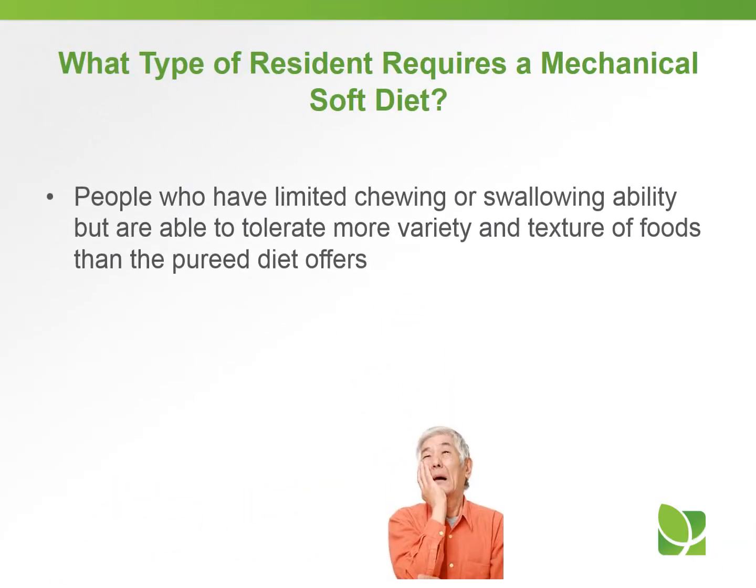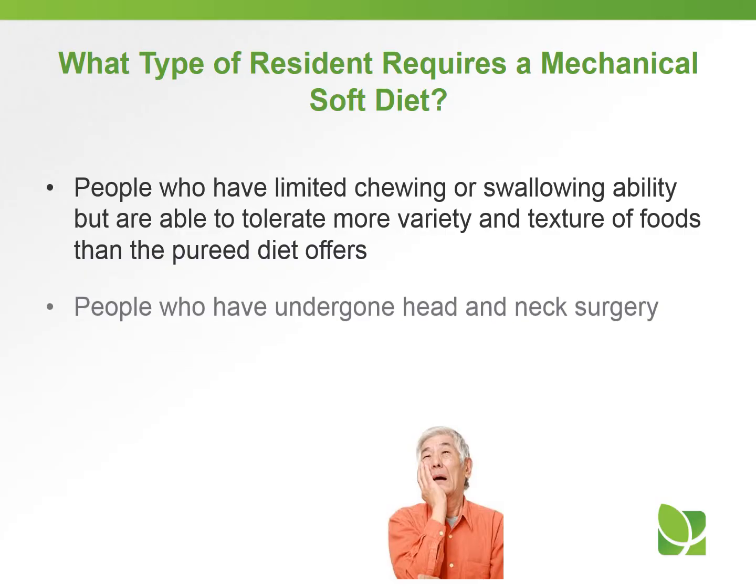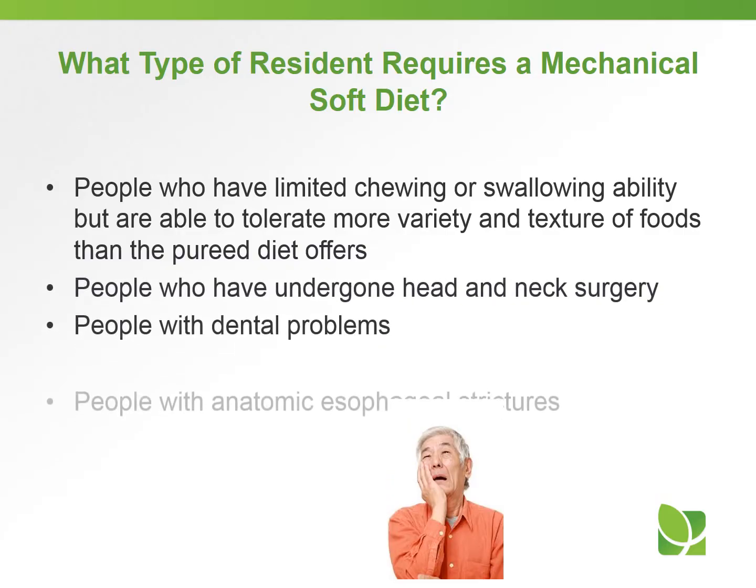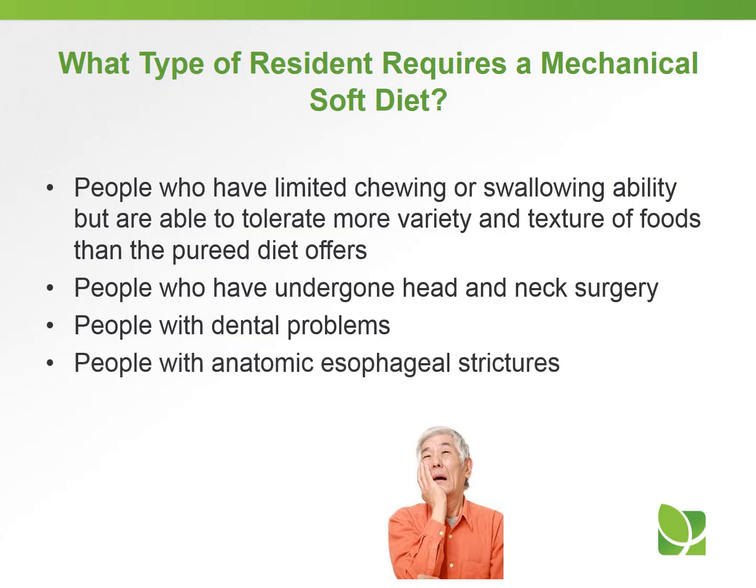So what kind of resident would require a mechanical soft diet? Really anyone who has any limited chewing or swallowing abilities, but maybe they're able to tolerate more variety and texture of foods than a puree diet would offer. Maybe someone who's undergone head and neck surgery, or someone with dental problems, or someone with an anatomic esophageal stricture. And again, mechanical soft could be temporary, doesn't necessarily be a permanent change, but this is the type of resident that may require this type of diet.